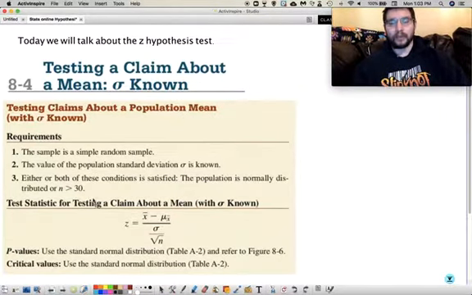The only thing that's changed from last week is how we calculate our test statistic. It's a slightly different formula than the P test statistic. We're going to take our sample mean, subtract the population mean, divide that by the population standard deviation over square root of n. That's that central limit theorem there. But again, we're going to use p-values and critical values, so everything else after calculating the test statistic is going to be the same.